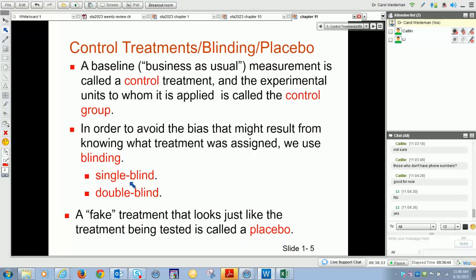So a single blind might be that just the subjects don't know. Or maybe the subjects know, but the people evaluating the results don't know. Double blind means both groups don't know.